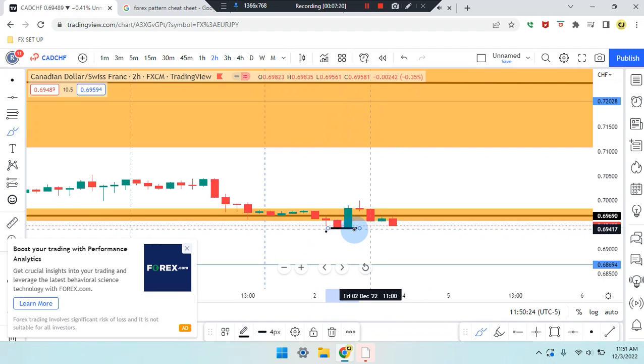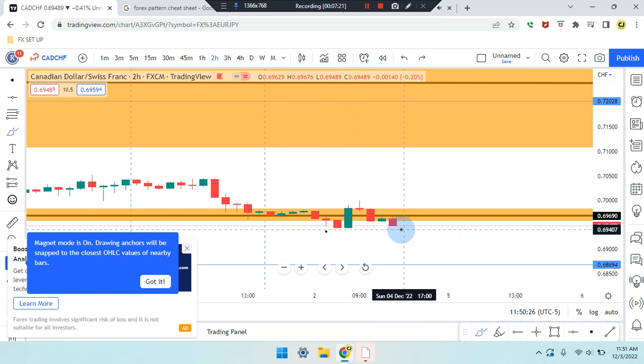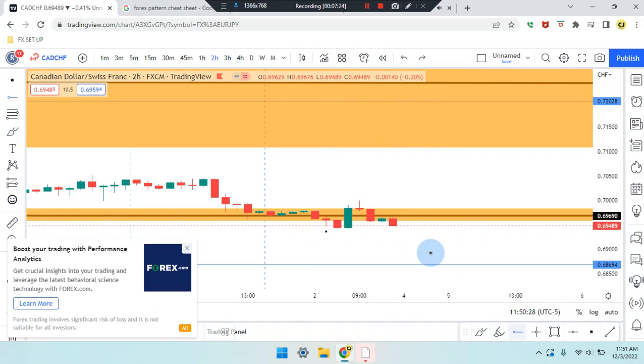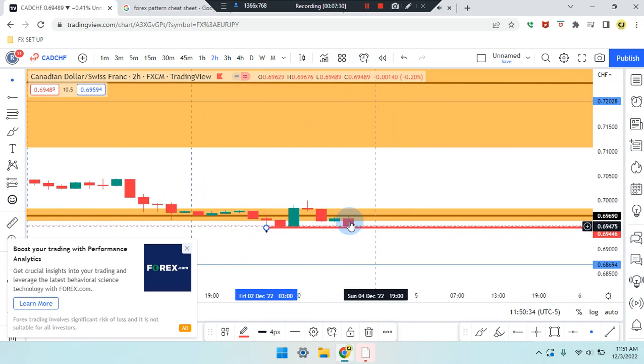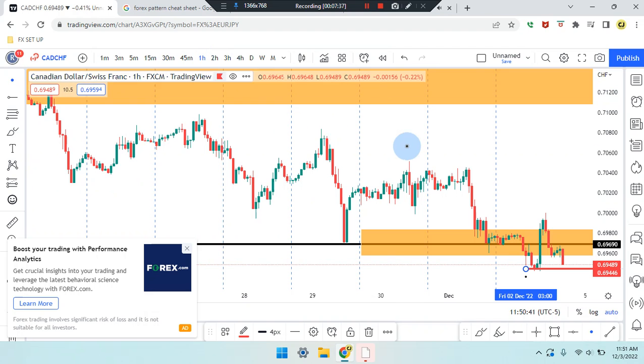So we look for that market to break this support. So let's put a support line in that area. Now we look for price to break. Anything within that is consolidation. So we have a break and retest look like on that zone, headed down to the 1-hour time frame.